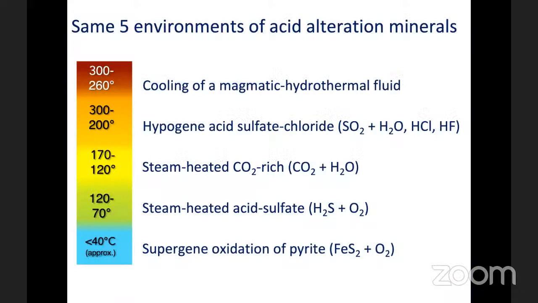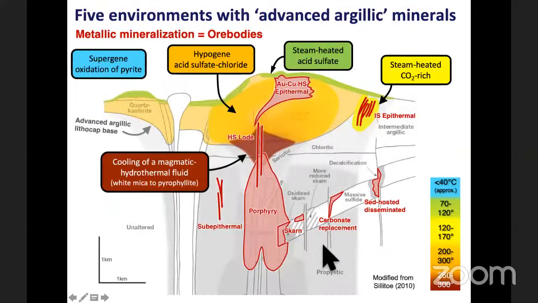So to finalize, to end the talk, I'm summarizing the 5 environments again and their approximate distinct temperatures, as well as distinct chemical components for the 5 environments of acid alteration. Again, these are not the only 5 environments, there are more in the geological picture, but these are 5 that apply to this type of deposits. And again, schematically, where they belong with respect to these ore bodies.